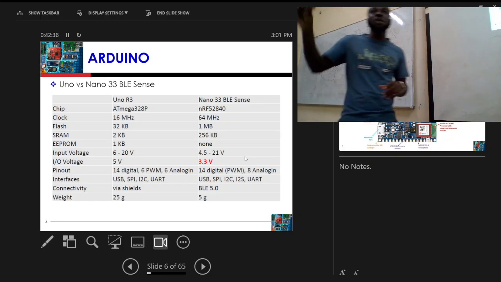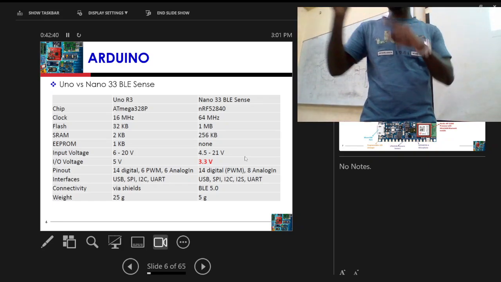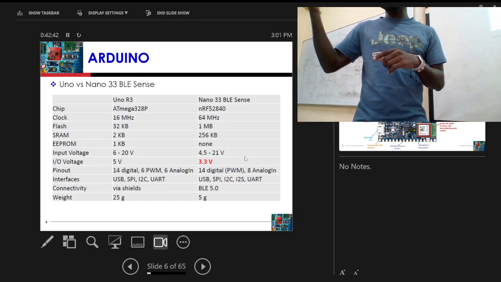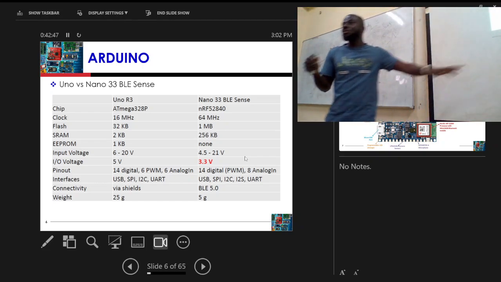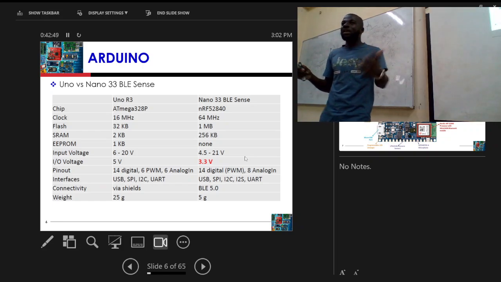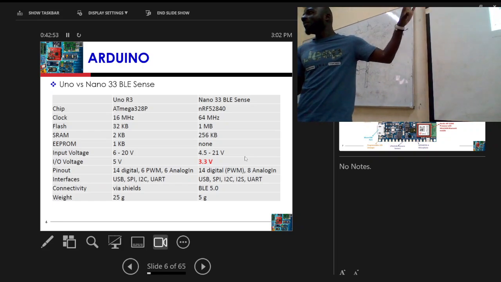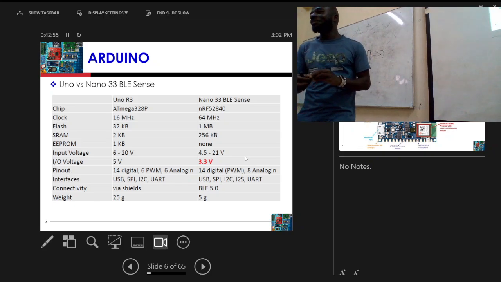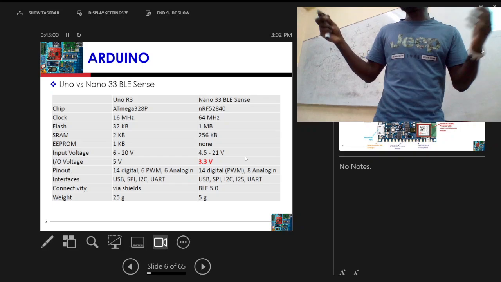And this one is called the Arduino Nano BLE Sense because it has several sensors on it. The Arduino Uno has no sensor on it. So if you want to interface any sensor, temperature, humidity, all of that, you must buy them and interface with the Uno. Understood? And then probably with all of this, which one will be more expensive?